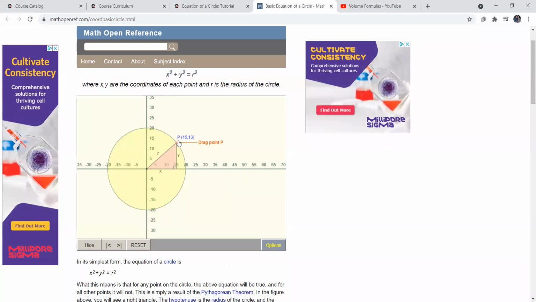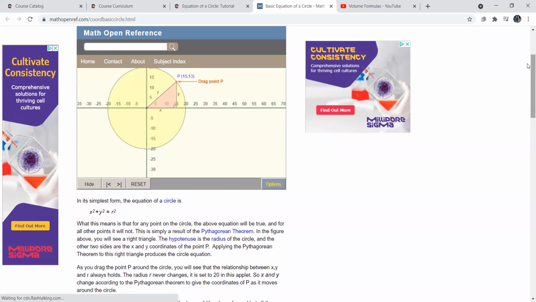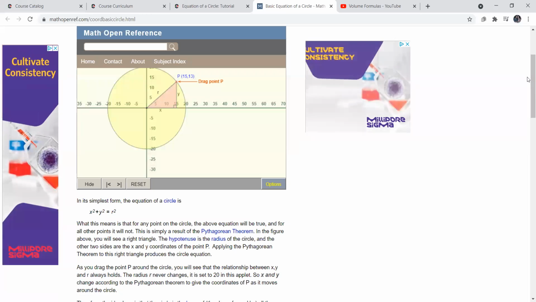It shows us a right triangle, and this is basically how we're able to figure out the points on it, or the equation. In the simplest form, it's x squared plus y squared equals r squared. Here's where our right triangle comes in, okay? It's a simple result of the Pythagorean theorem with the triangle: a squared plus b squared equals c squared. You have the right triangle here. x squared plus y squared equals r squared. Pretty similar.